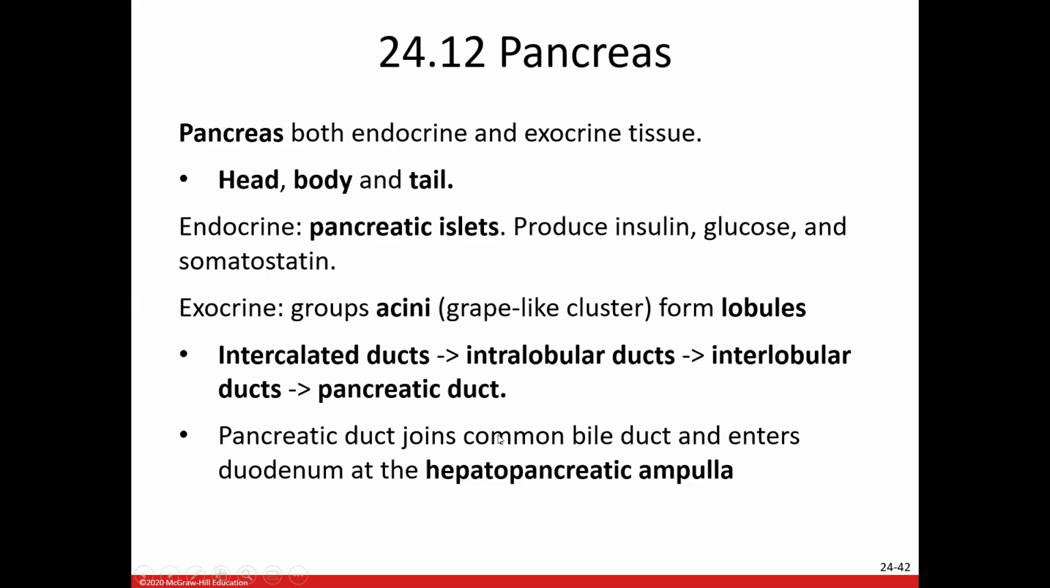When the exocrine secretes some sort of product, it's going to go through a bunch of different ducts. So it's going to start at the intercalated duct, go to the intralobular duct, go to the interlobular duct, and then end up at the pancreatic duct. The pancreatic duct is then going to join the common bile duct, that special structure called the hepatopancreatic ampulla, which then goes through the major duodenal papilla into the small intestine.